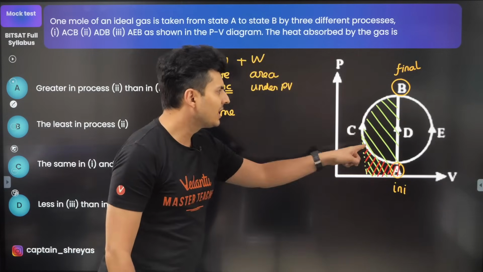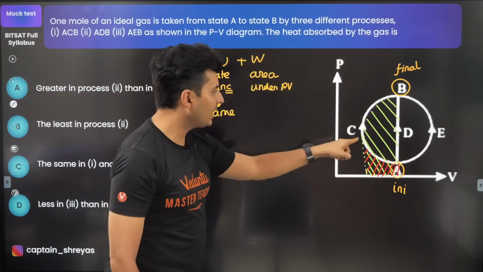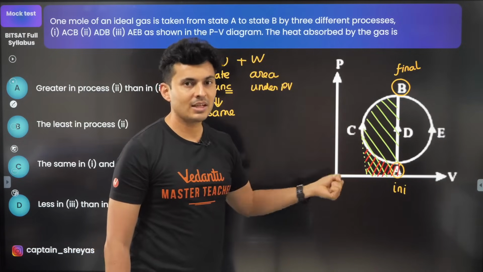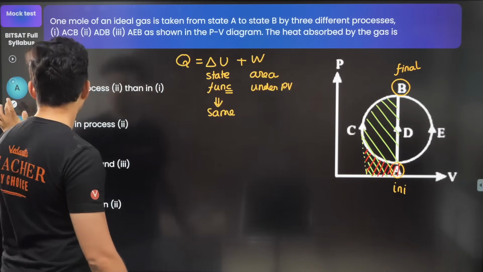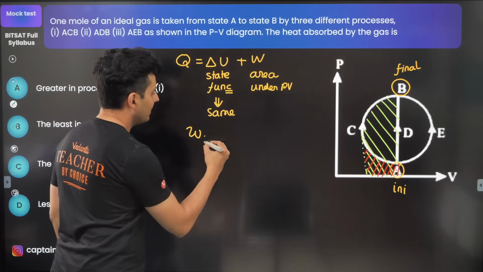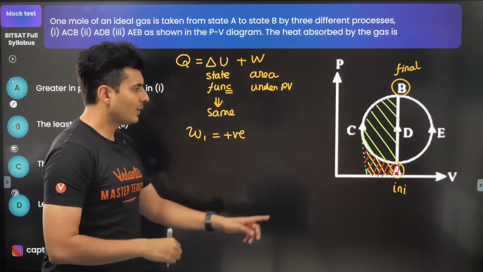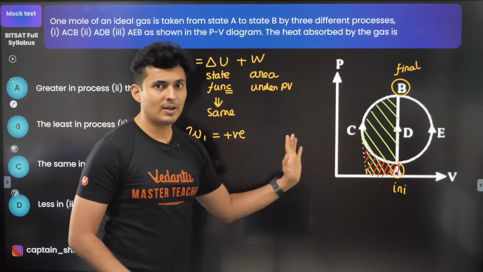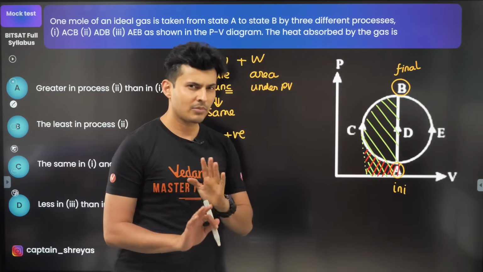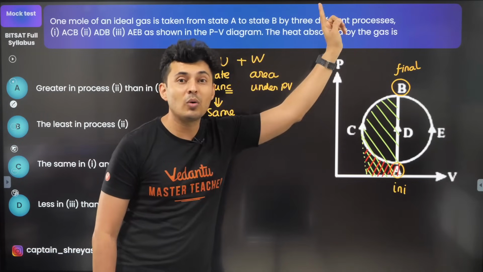So if you see the total area under the graph from point A to B via C, it's more positive. So I can clearly say that the work done in the first scenario is definitely going to be positive. Because when you compress, work is negative. When you expand, work is positive. Green area is more than the red area. Cool?